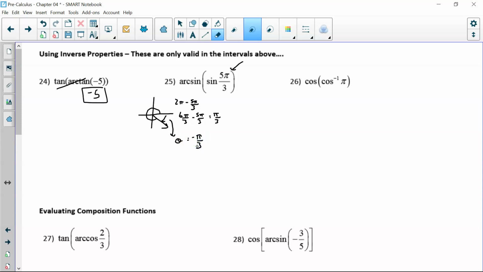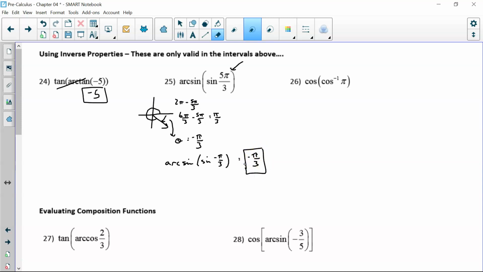So this arc sine of the sine of 5π/3 we can't do directly, but we can do it with the arc sine of the sine of -π/3, which is the same angle. So there's our answer: negative π over 3. That was a tricky one.